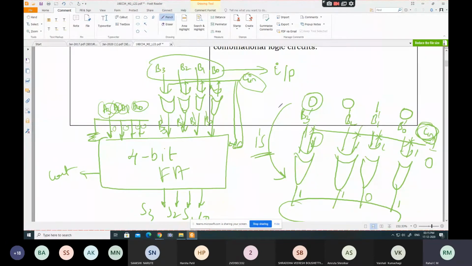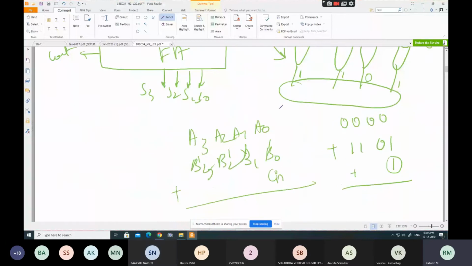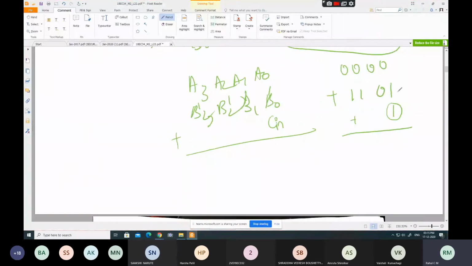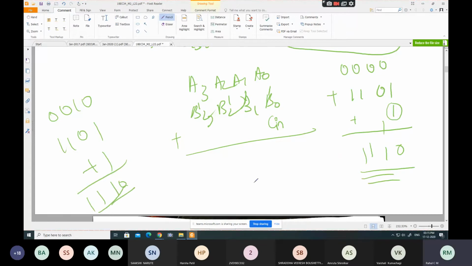Yes, sir. Now calculate what is the answer? 1 plus 1 is 0 carry 1, 1 1, carry 1, 1 1. Understanding? So what was the number you have given me? 1 0 0 0 1 0. So 1's complement of it is 0 1 plus 1. Answer is 0 1 1 1. Is this answer matching? Yes.